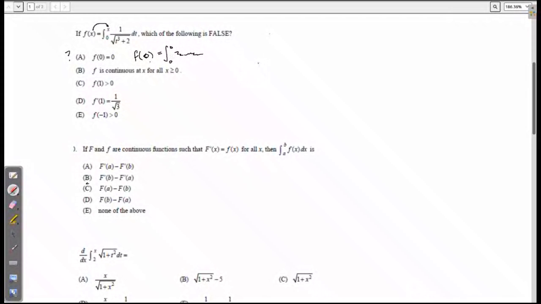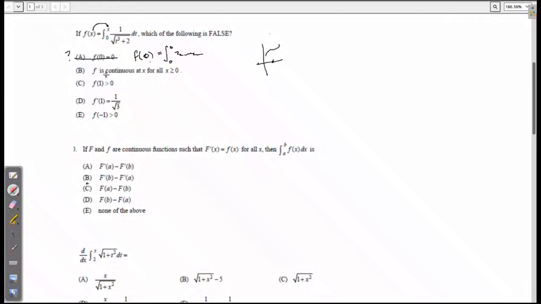I'm talking about an area under some curve starting at a point and ending at that same point, and there is no area here. It's 0. So this is a true statement, so it can't be the false one we're looking for.